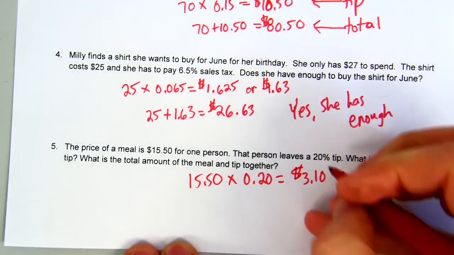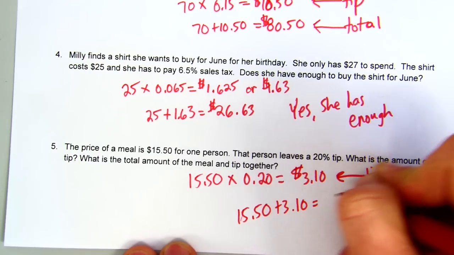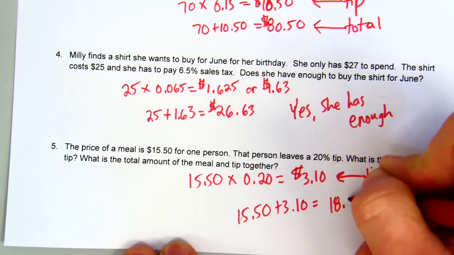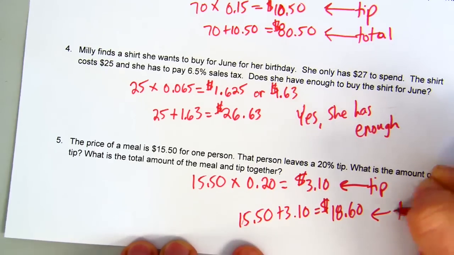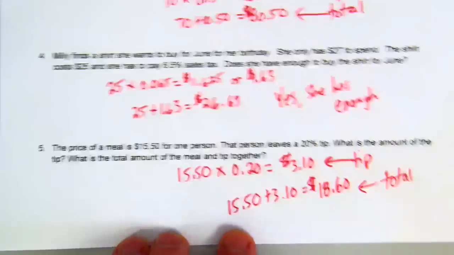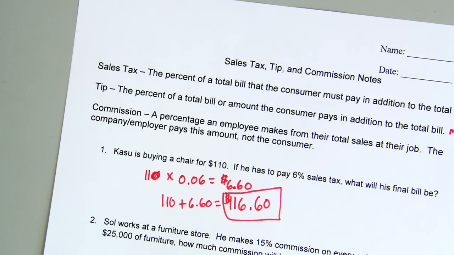I'm going to take that tip amount and add it to the original amount of $15.50, and I get an answer of $18.60 is going to be the total. Alright, so that is how we solve our tax, tip, and our commission problems.